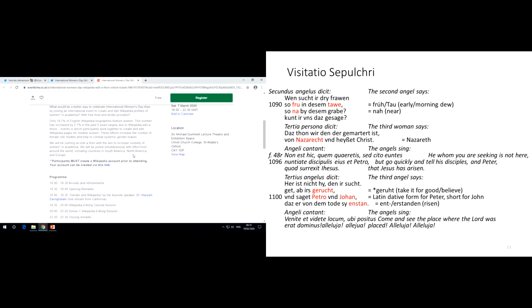I quite like this line in 1100, where the third angel talks about they should tell it to Peter and John. And for Peter, he uses the Latin dative, but then for John, he doesn't use the Latin form, and rather one that rhymes easier. So Reimzwang is a strong force in German literature. Johann rhymes with Entstehen.